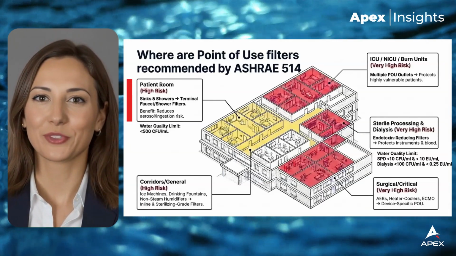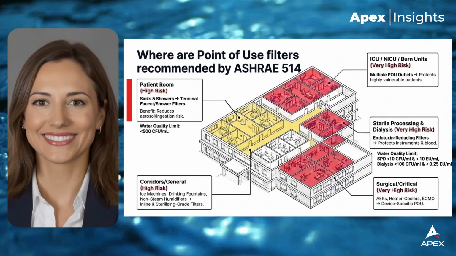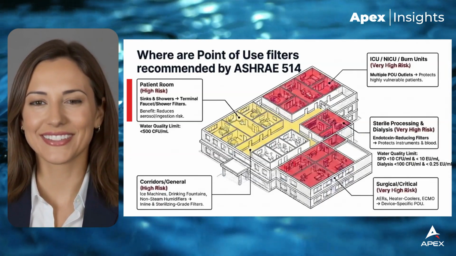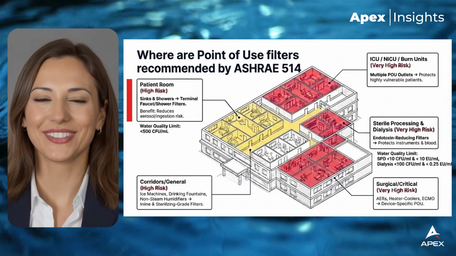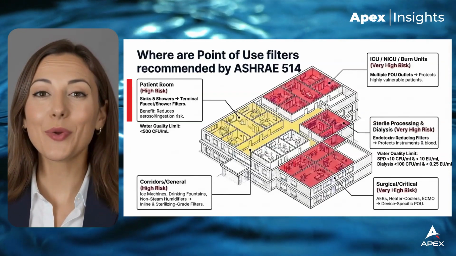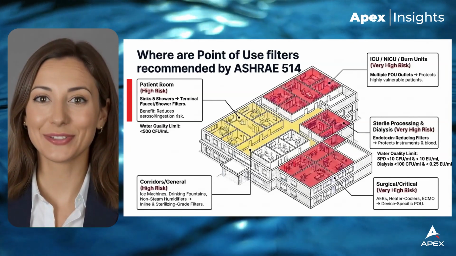Moving to patient rooms, which are considered high risk. Sinks and showers are common exposure points, especially through inhalation and ingestion. This is where terminal faucet and shower filters play a key role, helping reduce patient exposure right at the point of use. Water quality target is typically less than 500 CFU per milliliter at the outlet.